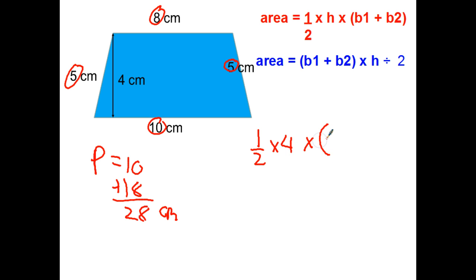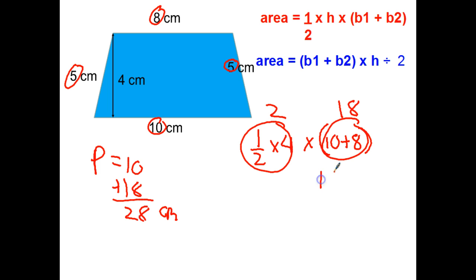Area, going with the red formula: half times the height, which is 4, times base 1, 10, plus base 2, which is 8. My parentheses part, 10 plus 8 is 18. Half times 4 really means half of 4, which is just 2. So 18 times 2, 16, carry my 1, 36 square centimeters.